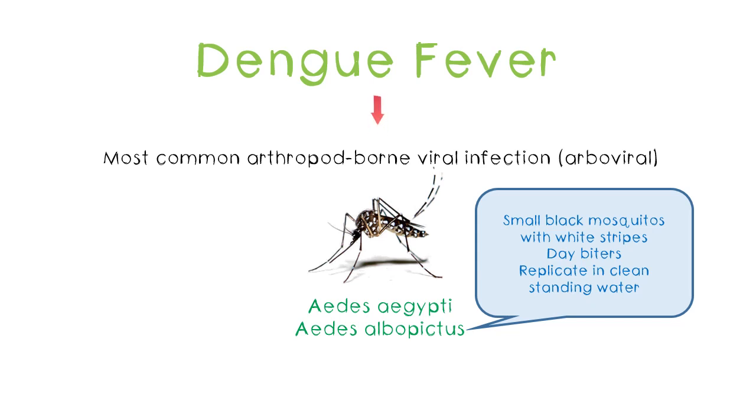They are day biters, meaning they bite humans in the daytime compared to other mosquitoes in the night, and they lay eggs in cool, clean, clear standing water. Anywhere there is rainwater collecting will be a good breeding site for these mosquitoes.